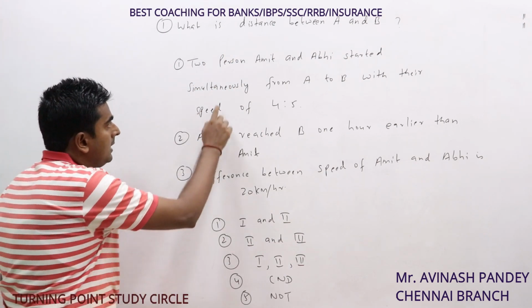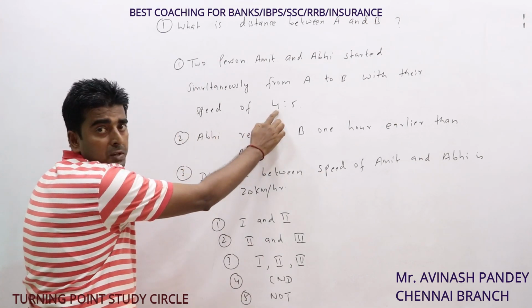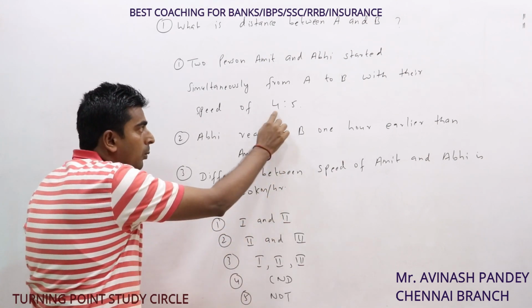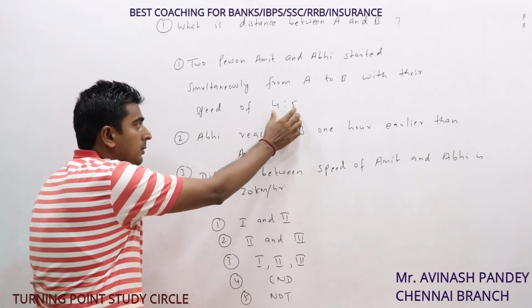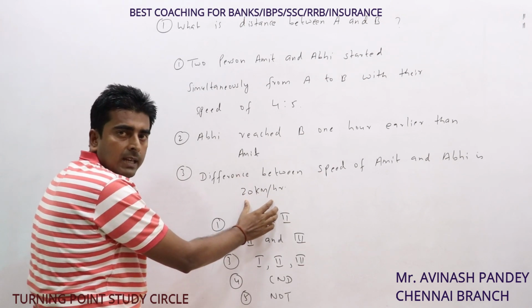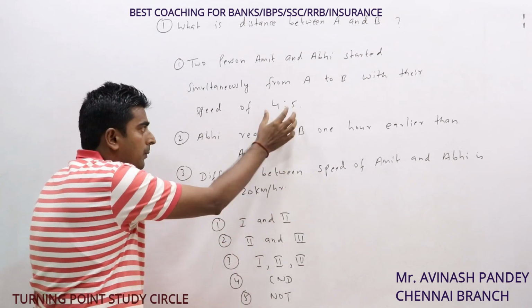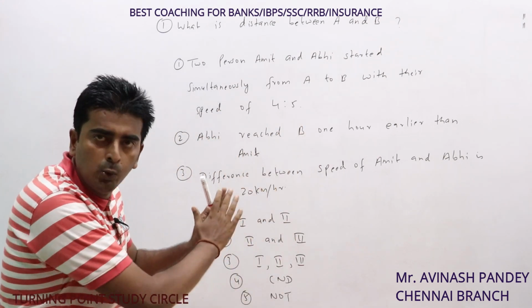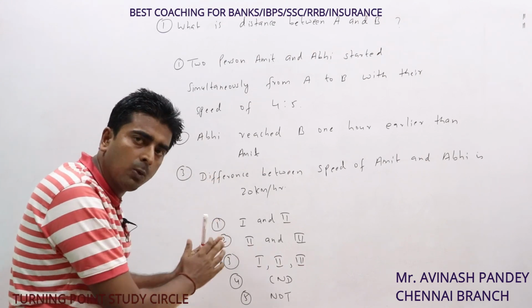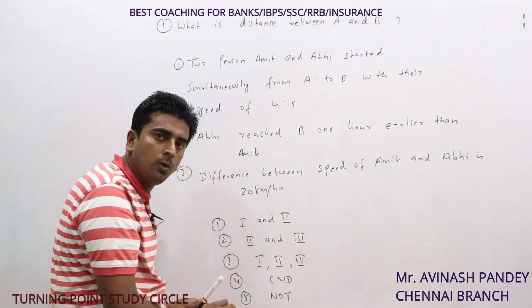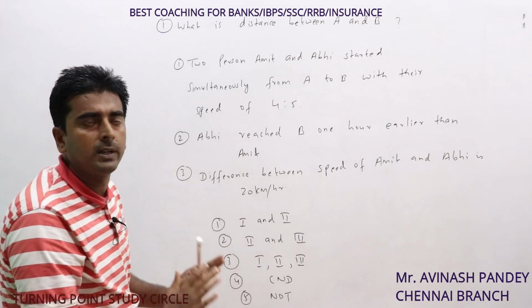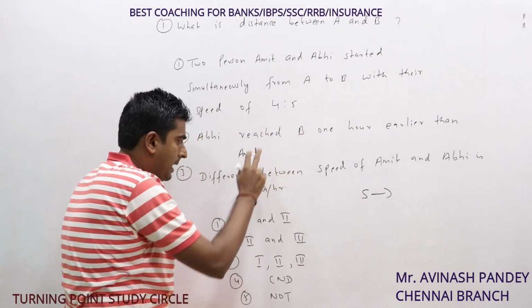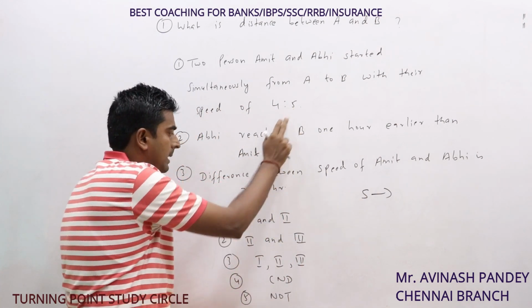How? The speed ratio from the first statement is 4:5. In the third statement, they have given the speed difference, which is 20 km/h. So one part is 20, 4 parts is 80, 5 parts is 100. And which quantity is constant here? Distance is constant. Already we have seen that whenever distance is constant, speed ratio is inversely proportional to time ratio.